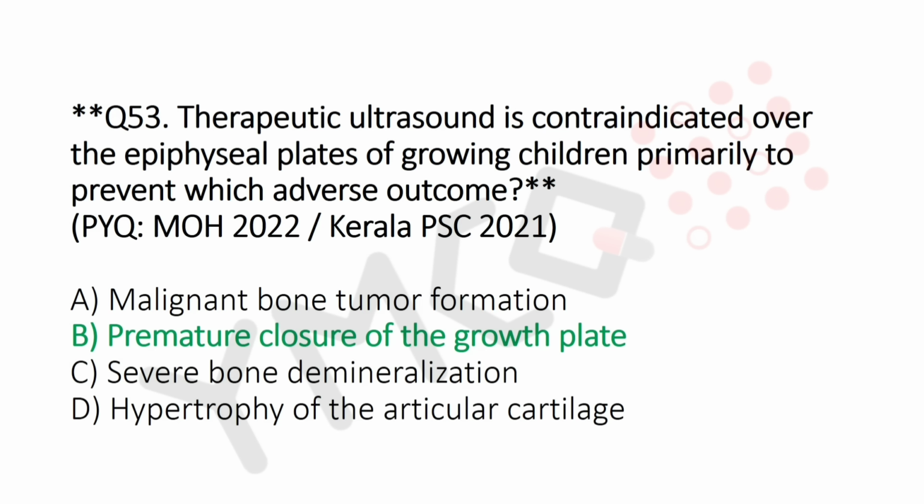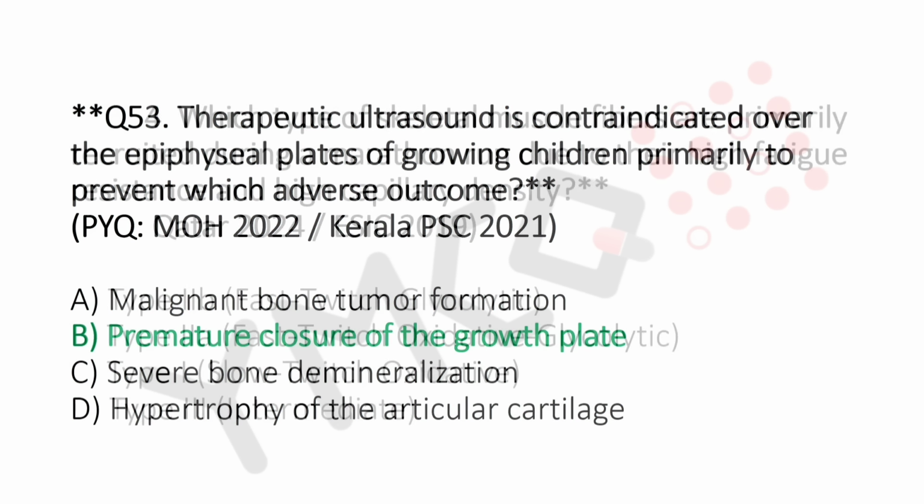Applying deep heat or mechanical energy from ultrasound over a child's growth plate can damage it, cause the bone to stop growing prematurely and lead to limb length discrepancy. Okay. Now let's move to question number 54.